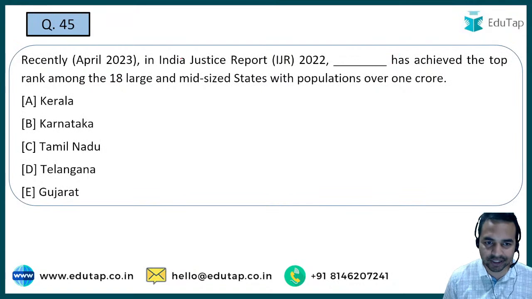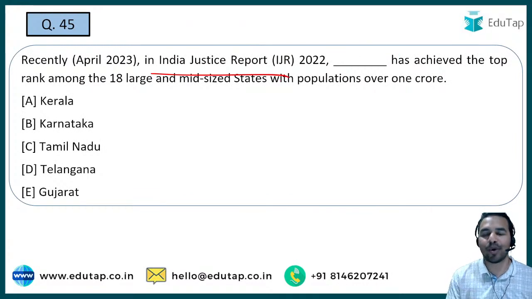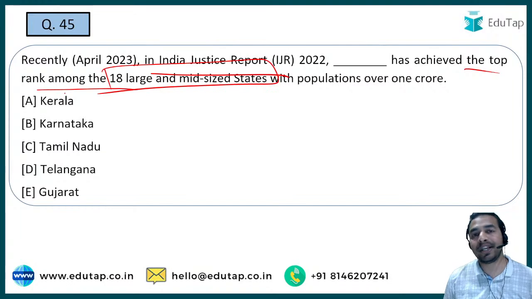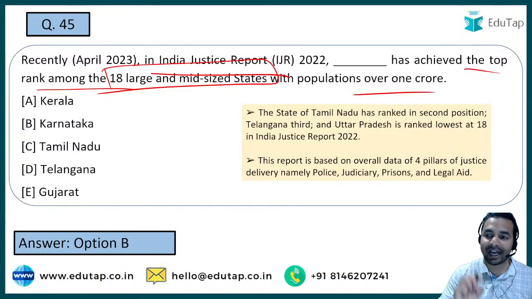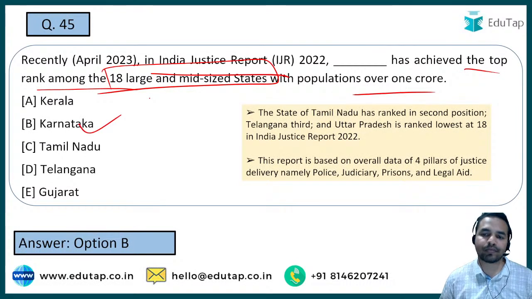Now the next question is from the India Justice Report 2022, and from this particular report you are required to identify the name of the state which has achieved the top rank among the 18 large and mid-sized states with populations over 1 crore, and the name of that particular state which has got the highest rank is Karnataka. So Karnataka is the state which has got the top rank in this particular category of this report.